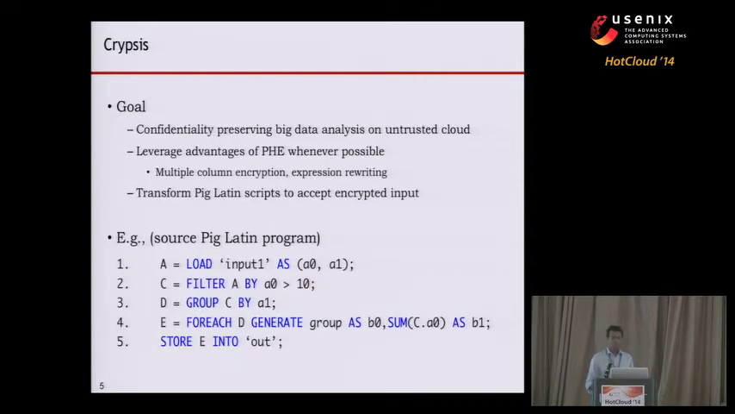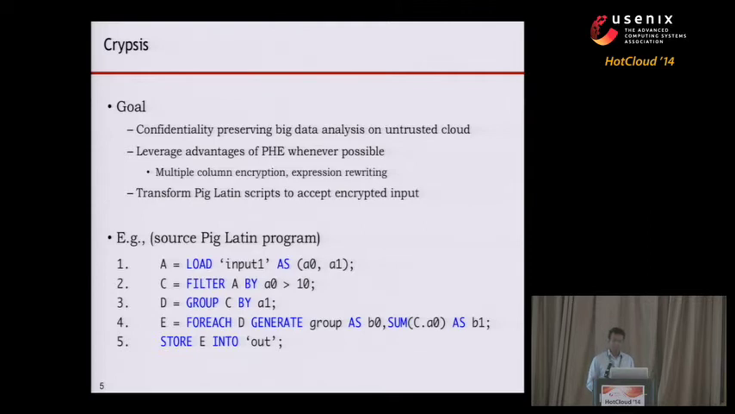Okay, so our goal in starting this work was to perform big data analysis jobs in an untrusted cloud and do it in a way that preserves confidentiality. And we wanted to leverage partially homomorphic encryption whenever possible. We used a couple of techniques, which we will see in a couple of slides. So what we fundamentally try to do is transform Pig Latin scripts, which a developer writes on plain text data, so that they can work on encrypted data as well.